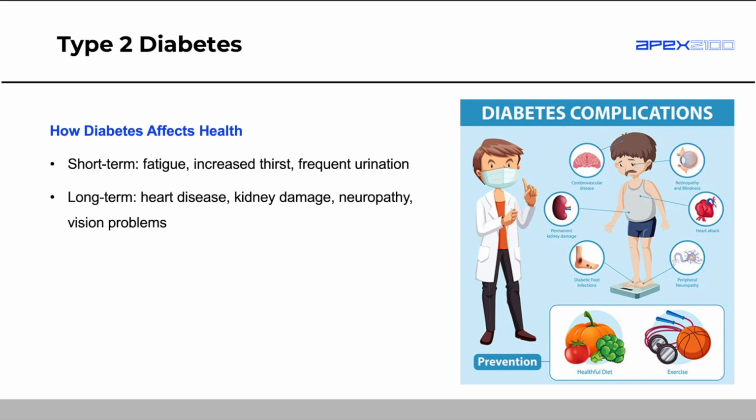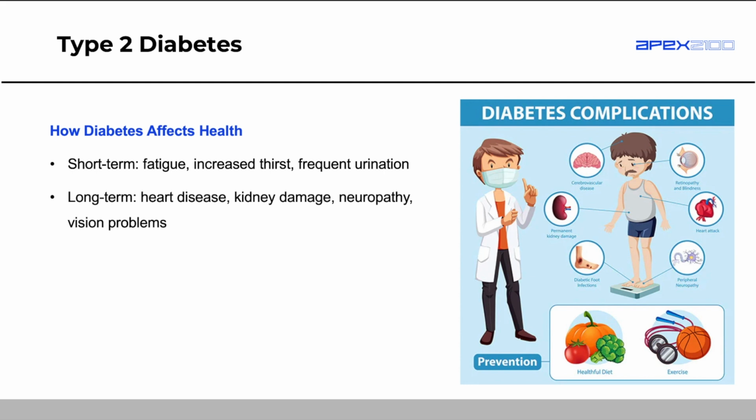In terms of how it affects health, in the short term, it can cause fatigue. That's one of the most common complaints among individuals with diabetes, and it can result from high blood sugar levels, which prevent glucose from going into the cells to provide the energy needed for daily activities. So if you can't get the energy from glucose into the cells, you can't create the energy needed for your life.